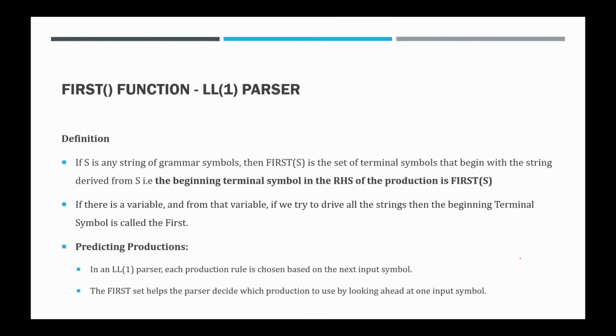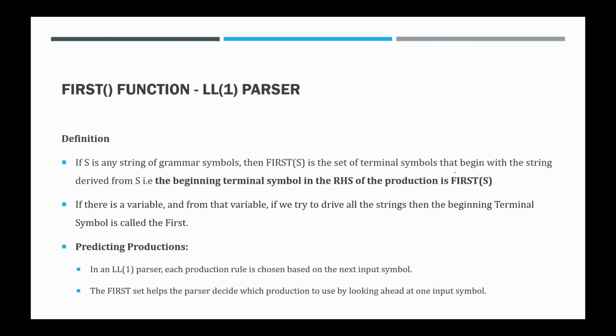Now we'll get into the step of constructing the LL1 parser. First one, we are done with all steps. Next one, we need to find the first and follow for all the non-terminal symbols. Now we'll see how we are going to find the first. The definition here is: if S is a string of grammar, then first of S is a set of terminal symbols that begins with the string derived from S. That is the beginning terminal symbol on the RHS of the production will be the first.